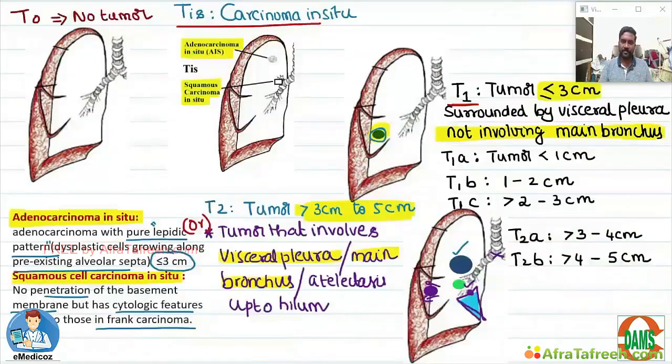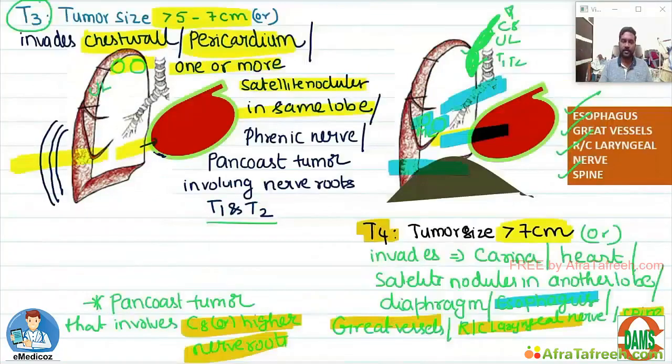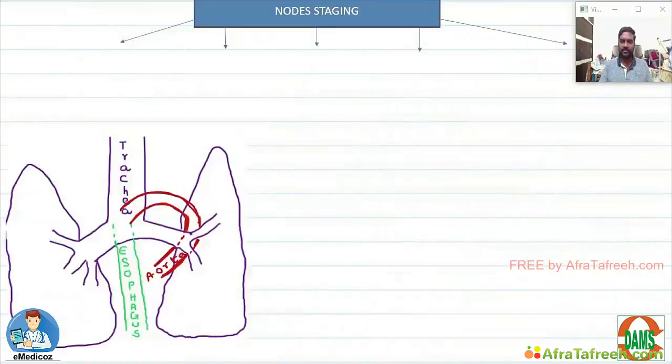You can once again have a look. This is the important T1. We have seen T1, T2, and next we have T3, T4. Now coming to the nodal involvement, the node staging. This is also very important. First, let us see the basic anatomical stages.